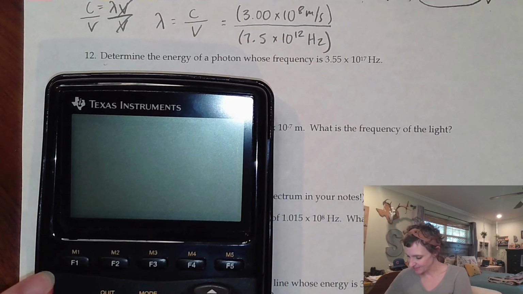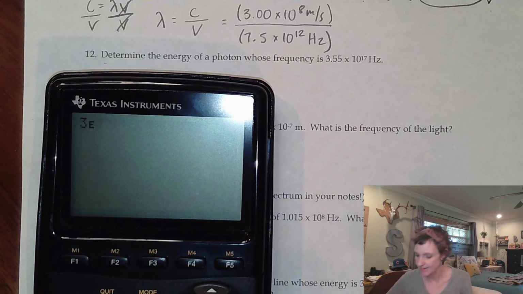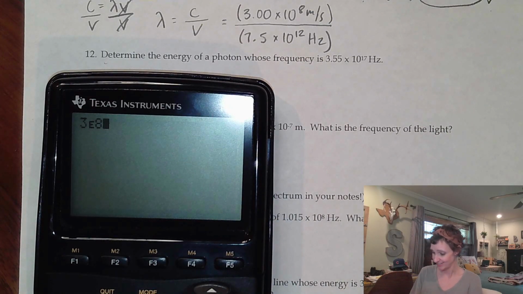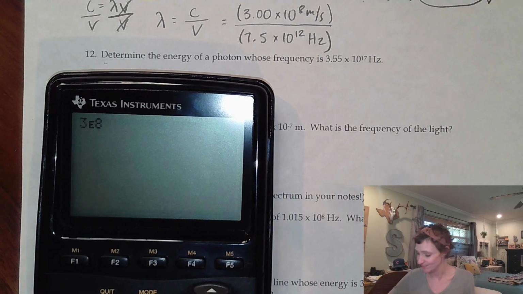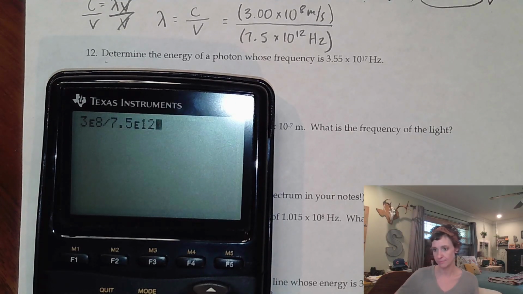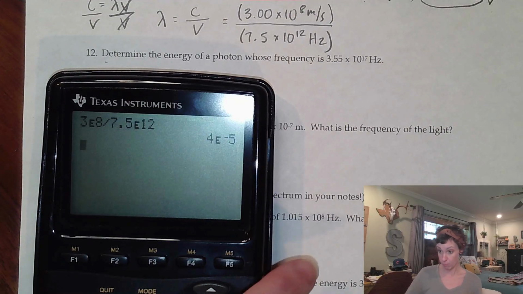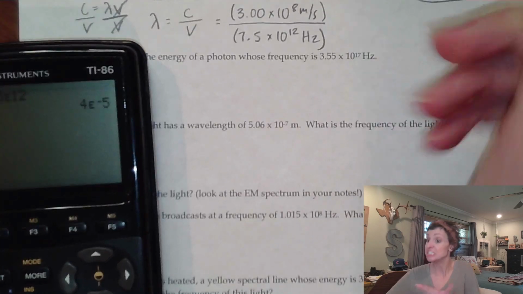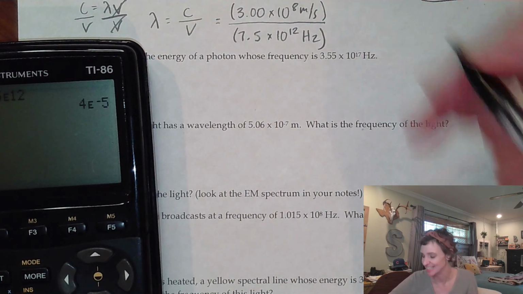I've got scientific notation, so I'm using my E button: 3E8. It's real nice and satisfying. That's it. So that's the speed of light divided by 7.5E12. Cool. Okay, so my answer is 4E negative 5. That's wonderful. So that's 4 times 10 to the negative 5th, is what that means.